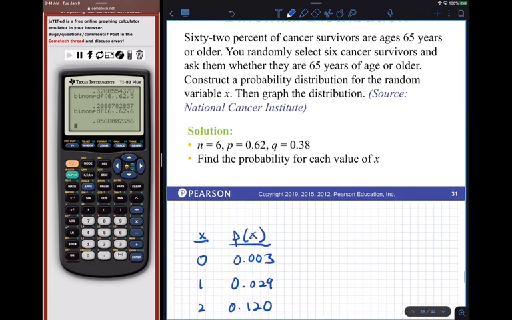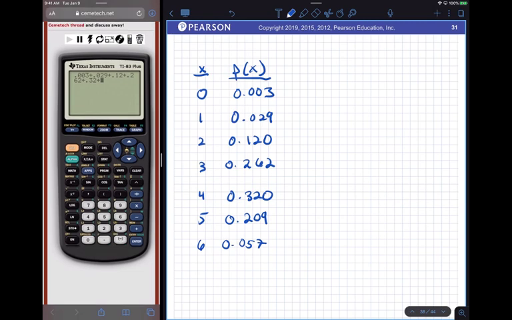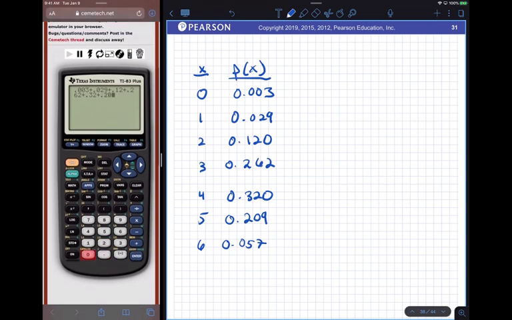Okay, so they're the probabilities. Let's go ahead and confirm that these add up to 1. Notice that these are all between 0 and 1. Let's quickly confirm that these add up to 1. So let's do 0.003 plus 0.029 plus 0.112 plus 0.262 plus 0.32 plus 0.209 plus 0.057. So they do add up to 1.